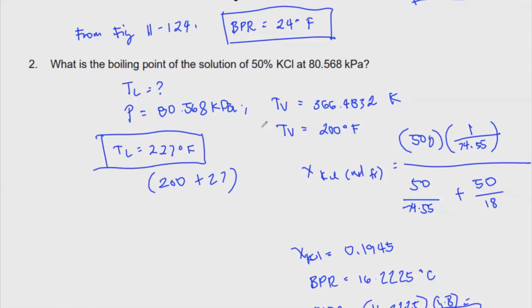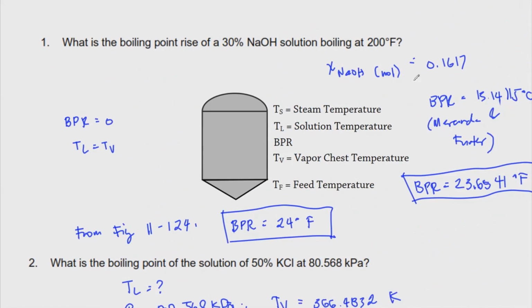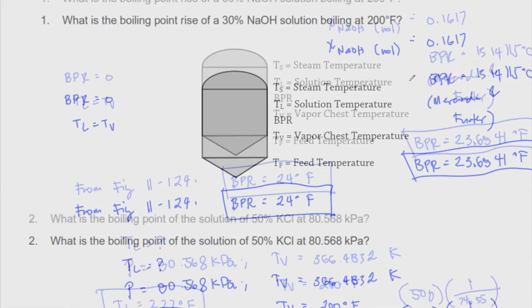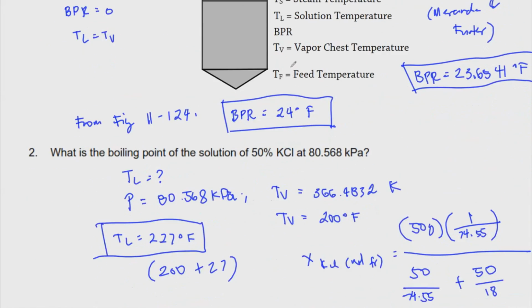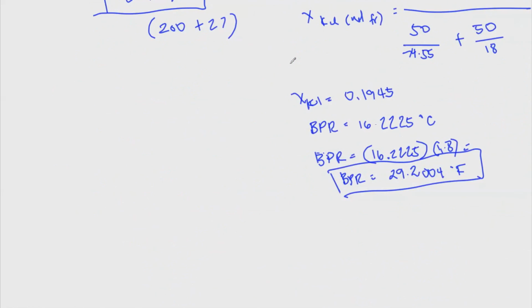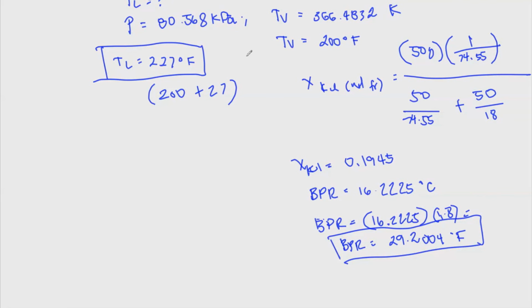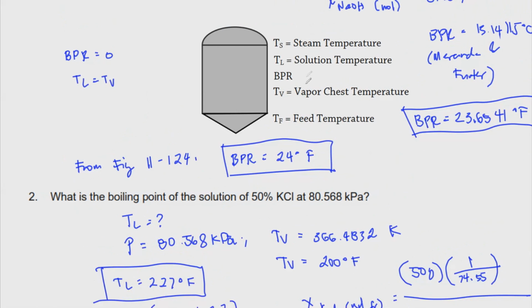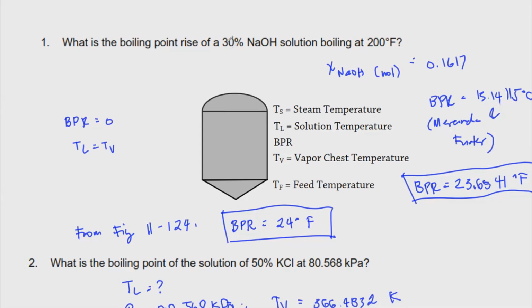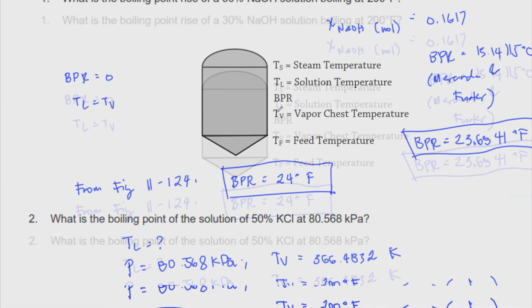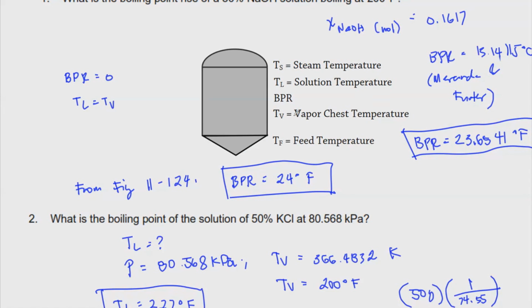I hope you've understood how this figure and this BPR work, using the equation or the correlation and then using the graph. With that, let's end it on the problem wherein we'll be utilizing the boiling point rise. Again, I would like to emphasize that this boiling point rise is the effect of the concentration of ionic compounds dissolved in water. You start with the vapor chest, add the boiling point rise, and that's the solution temperature. And the steam temperature is much higher than this solution temperature.